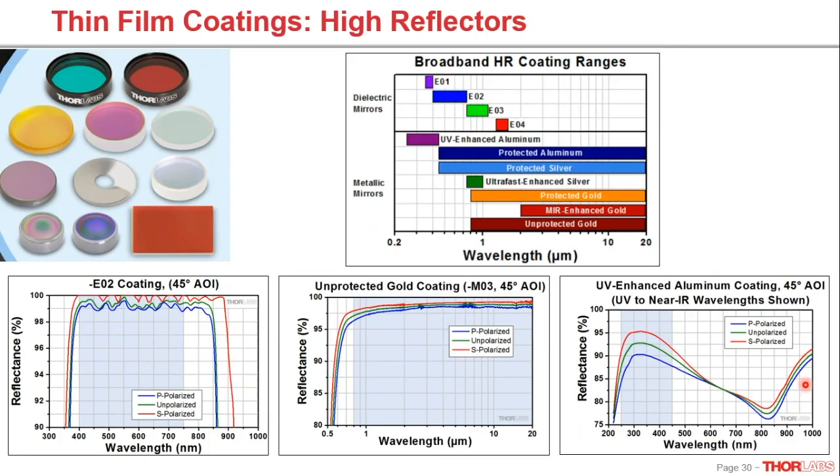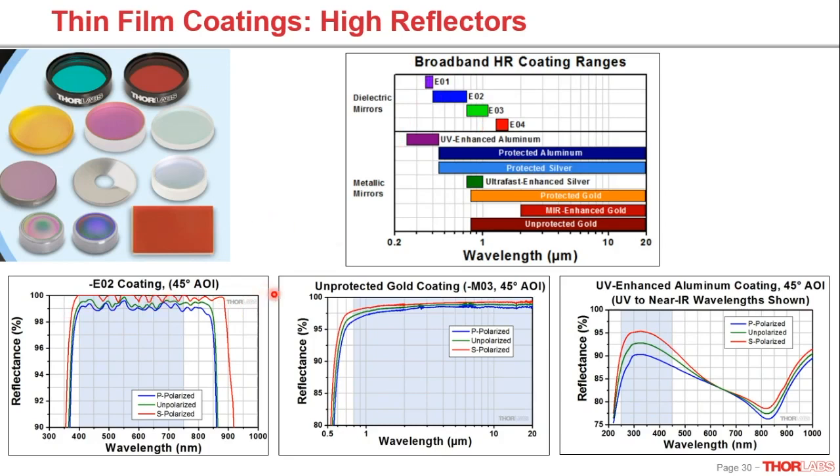Additionally, using similar techniques but with a half wave thickness, we can actually enhance the coating's reflectance. And we see that here with an example of our EO2 coating. And we do similarly with some of the other ranges of the dielectric mirrors too.